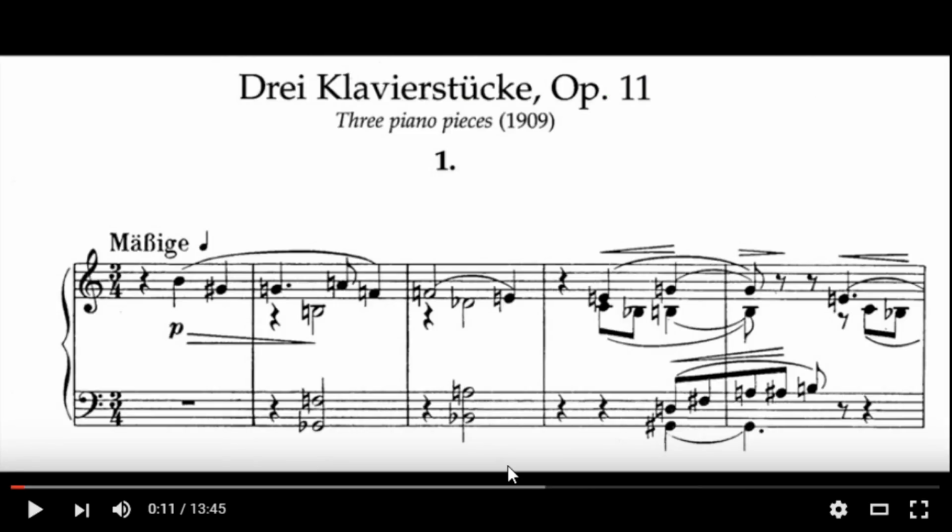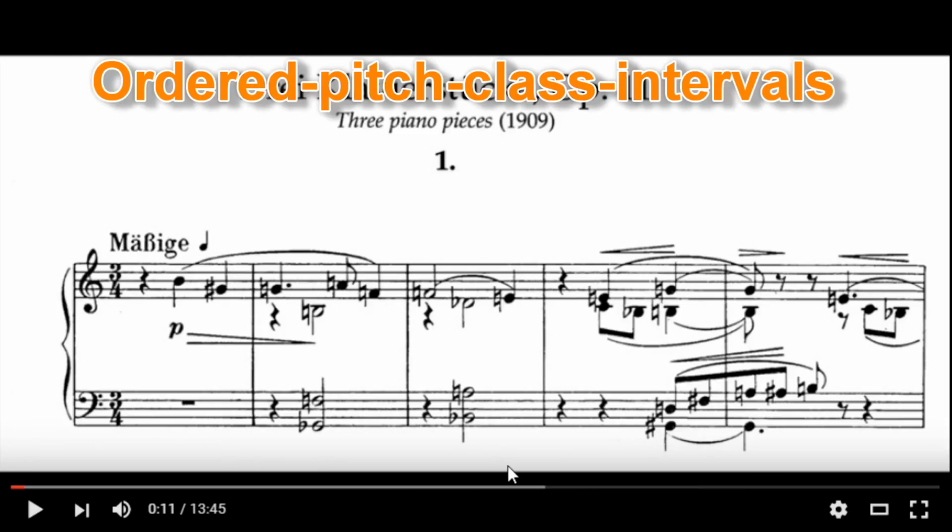Two more definitions. Next is the ordered pitch class interval. Interval means the distance between two notes. Ordered means the order of the two notes does matter. But when we use the word pitch class instead of just pitch, it means the octave does not matter. To find an ordered pitch class interval, we'll convert the pitches to integer notation. Then we'll subtract the integer of the first note from the second note, and we'll use mod 12 arithmetic. Therefore, we will always have a resulting interval number that is between 0 and 11.